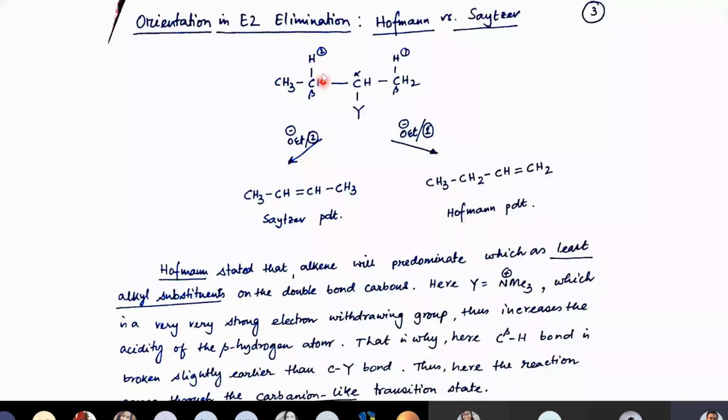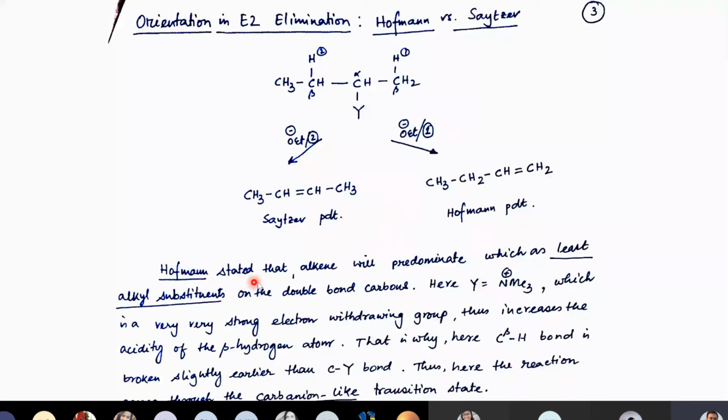If this proton is picked up, you get the more substituted olefin, which is called the Saytzeff product, because Saytzeff proposed this kind of mechanism. And if the proton on this carbon is abstracted, then you get the less substituted product, which is called the Hofmann product. Okay. So when will the Hofmann product form and when will the Saytzeff product form? Let's see.